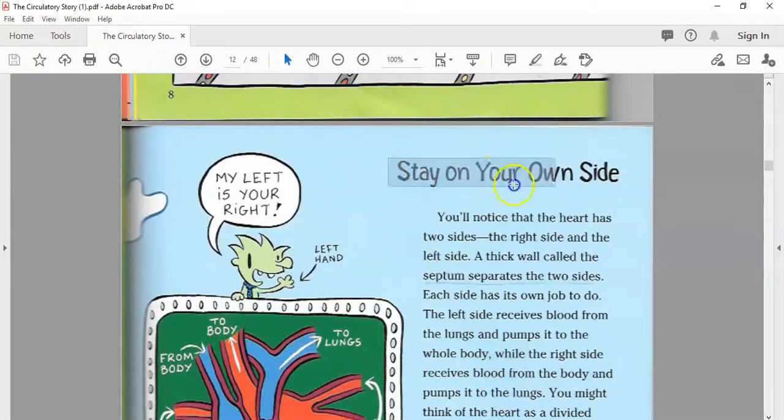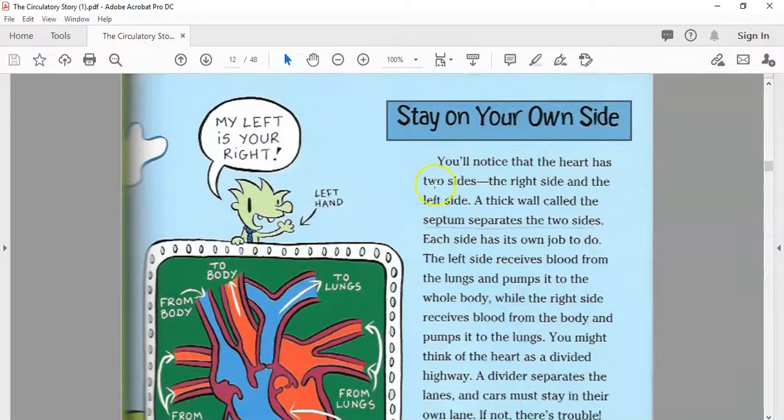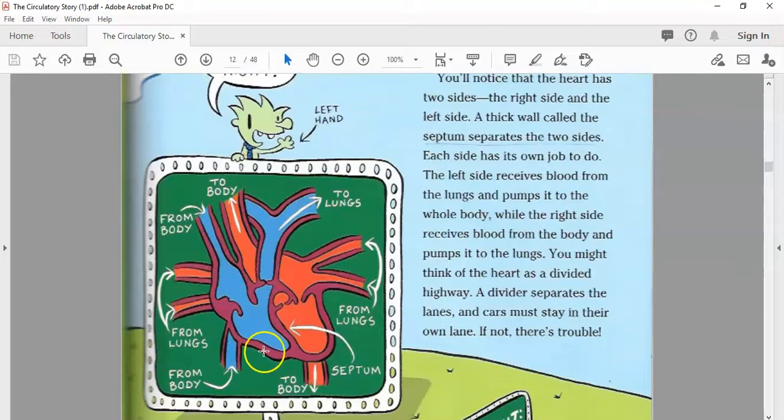Now we're going to go to the next section. Oh, boys and girls, what is this called? When the things are labeled? Look at your text features anchor chart. What is it? I can see the inside of the heart and it's labeled. What is it? So if you said that it was a cutaway and a diagram, you were 100% correct.